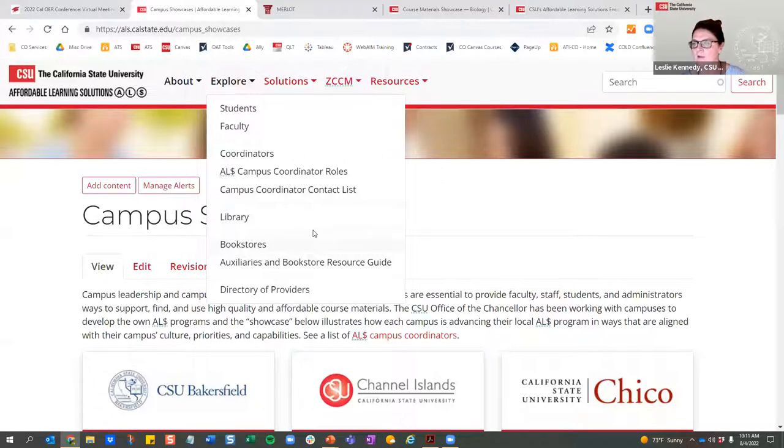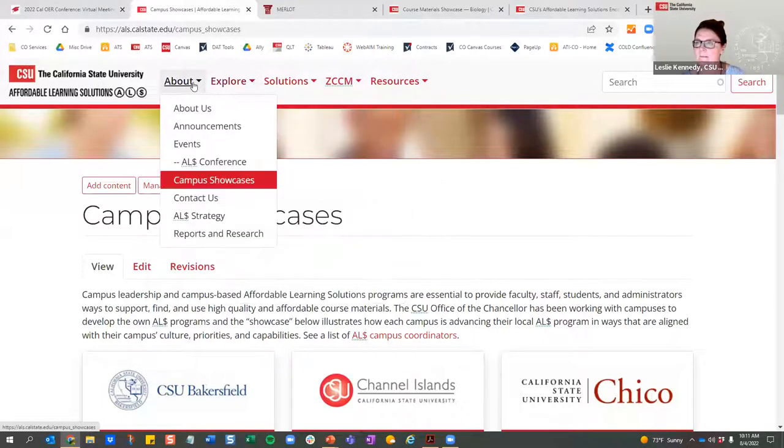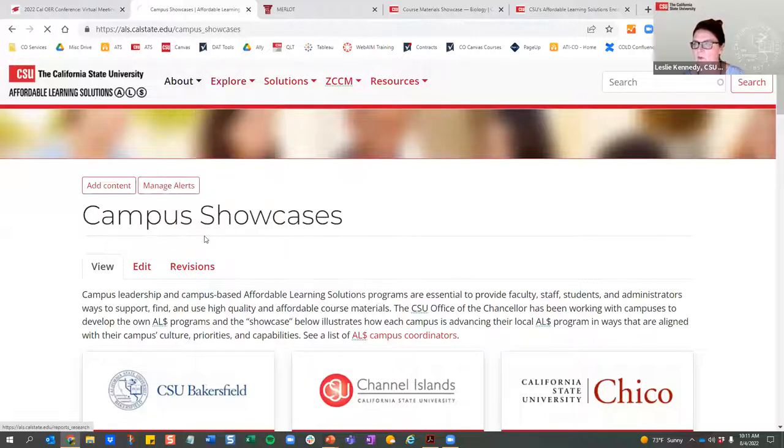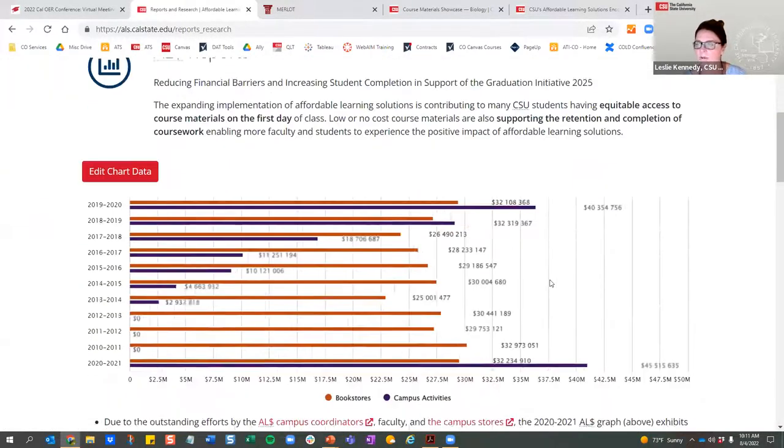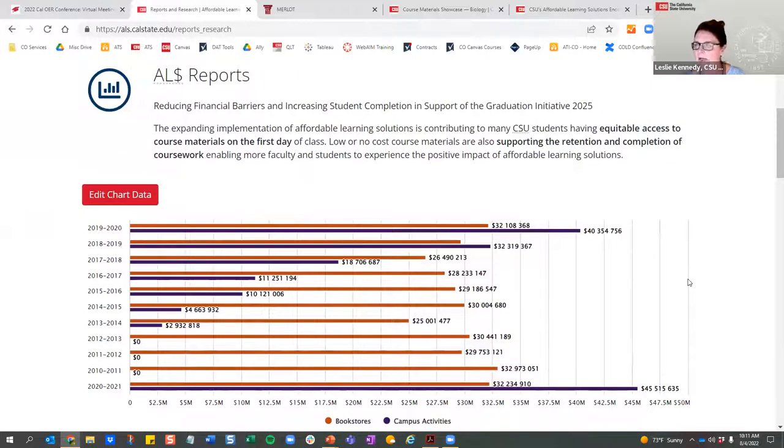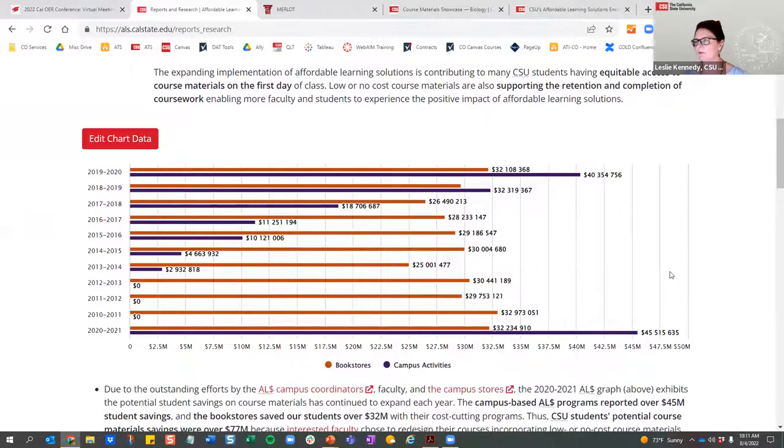So on our site, you'll see different resources, but what I wanted to point out was we tried to track our potential savings for our students with this ALS initiative in the CSU. We're currently collecting the 21-22 information, but you can see the amount of savings that have been accumulating over the last few years. I see that 2021 is at the bottom here and it needs to be put to the top. But anyway, we're up about 75 million in potential savings for our students so far.